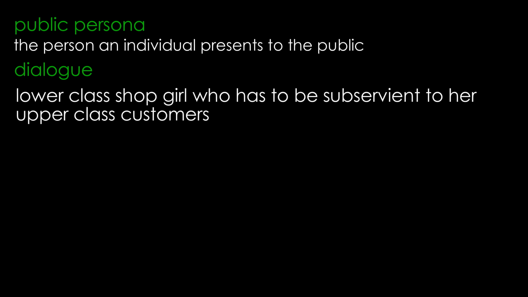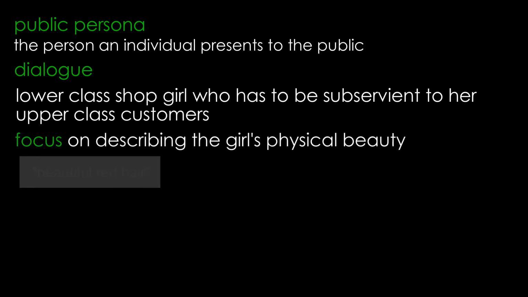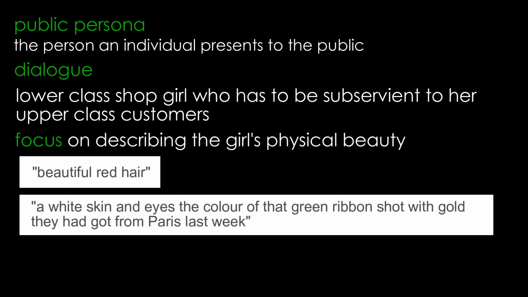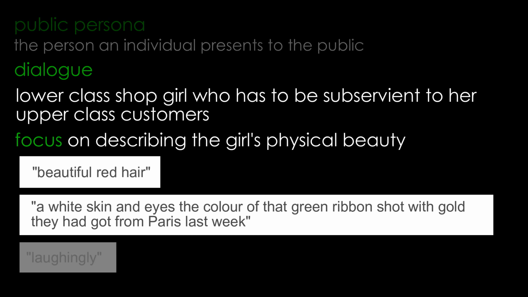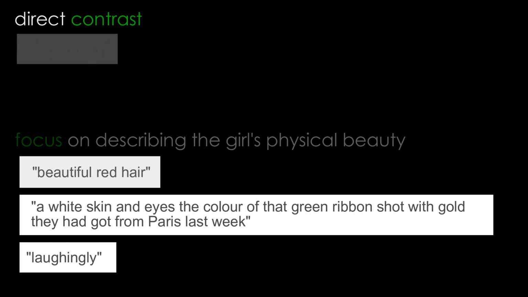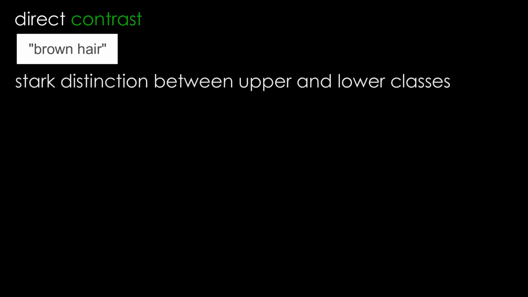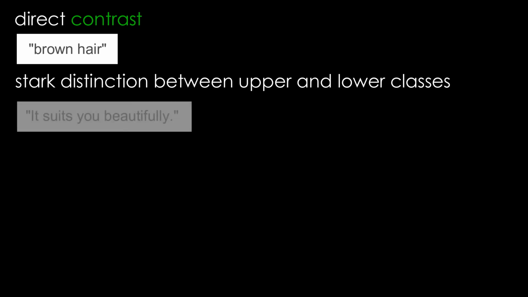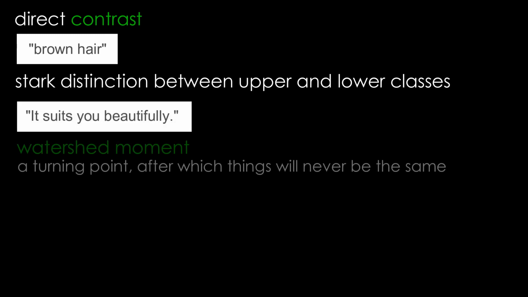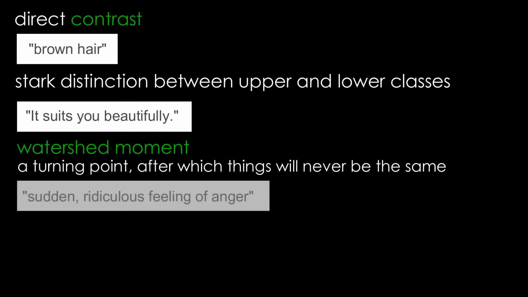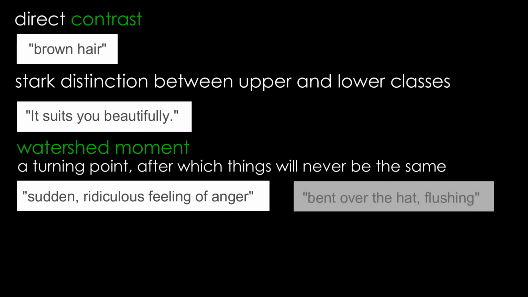Mansfield's focus on describing the customer's physical beauty, her beautiful red hair and white skin and eyes the colour of that green ribbon shot with gold they had got from Paris last week, and her laughingly carefree manner, is a direct contrast to the brown-haired and careworn Rosabel, and helps to create a stark distinction between the upper and lower classes. The girl making Rosabel try the hat on and unwittingly taunting her with what she can never have by remarking that it suits you beautifully, constitutes a watershed moment for Rosabel, as it triggers a sudden, ridiculous feeling of anger, which she is compelled to keep hidden at all costs, as she bends over the hat, flushing.